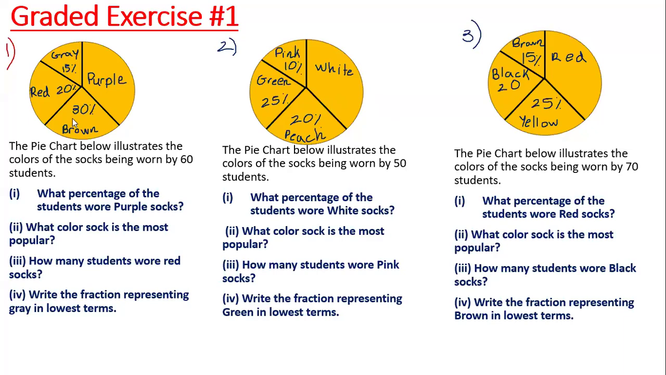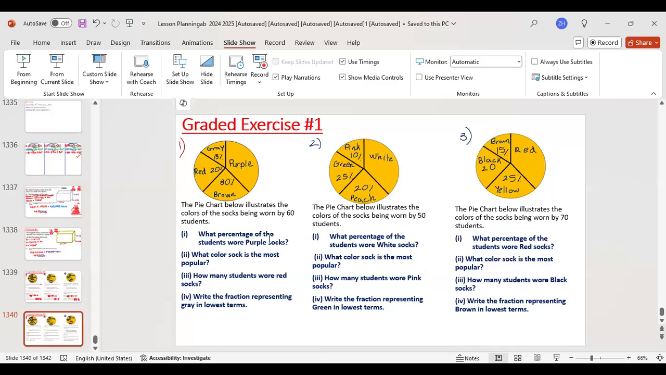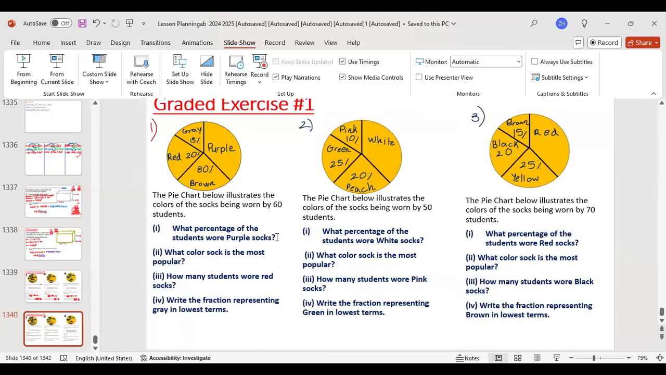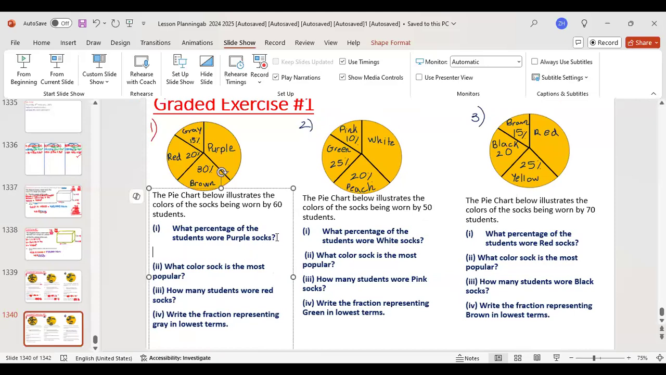Read question number 1. The pie chart below illustrates the colors of socks being worn by 60 students. What is the percentage of the students wearing purple socks? Good. What did y'all have for this one? 35%. 35%. What do we have to do? We have to take 100% minus what? Everything else added together.